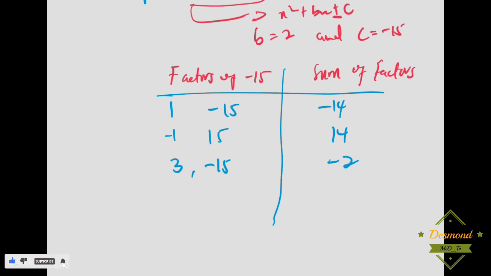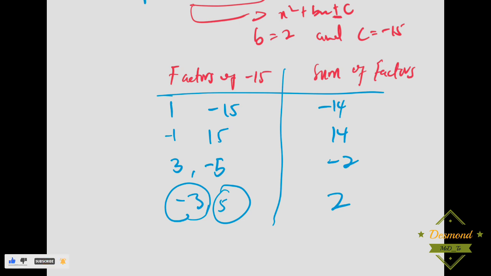Sorry, this one should be 5. So 3 and negative 5, and the sum is negative 2. And the next factors are negative 3 and 5, and the sum is 2. So now we have identified p and q. If you look at it, what are p and q? They are negative 3 and 5.